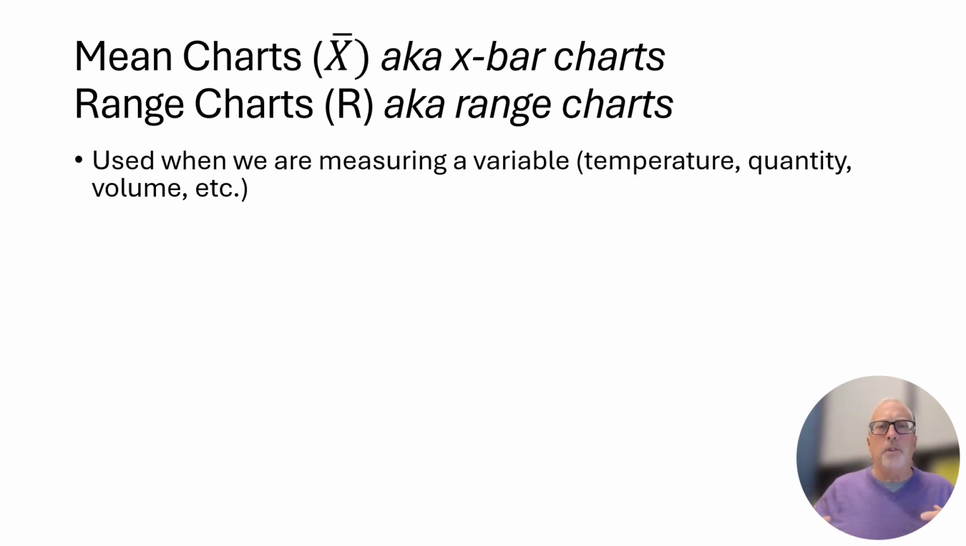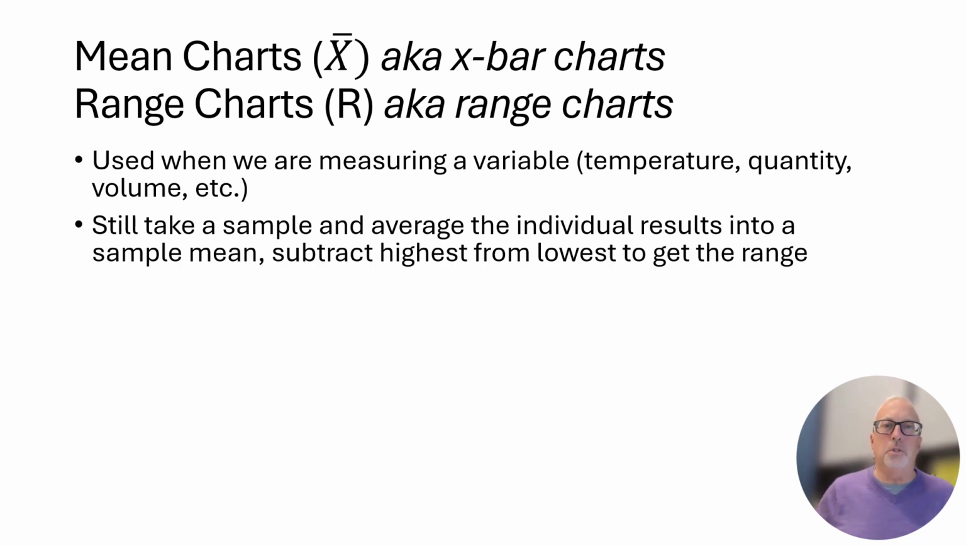These types of charts work when it's a variable, something you can measure, like temperature, weight, volume, height, depth, anything like that, so you can actually put a real number on it. That's different from charts where we just count something and ask how many failures there were out of 10. That would be a P chart and potentially a C chart, so we'll talk about those separately. But these are the most popular charts used in Six Sigma quality control.